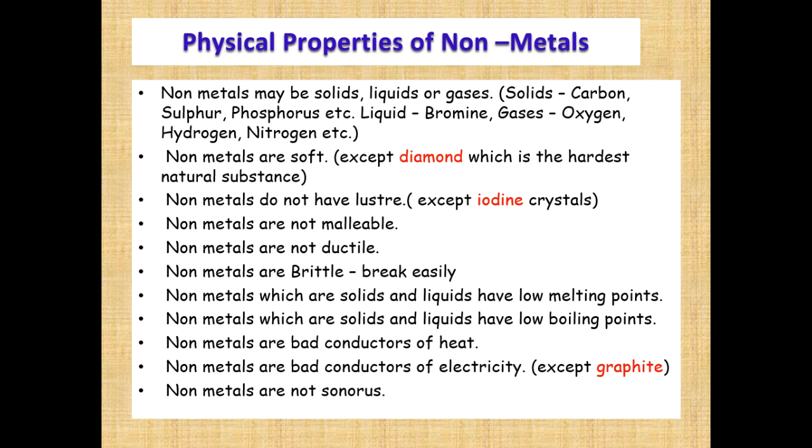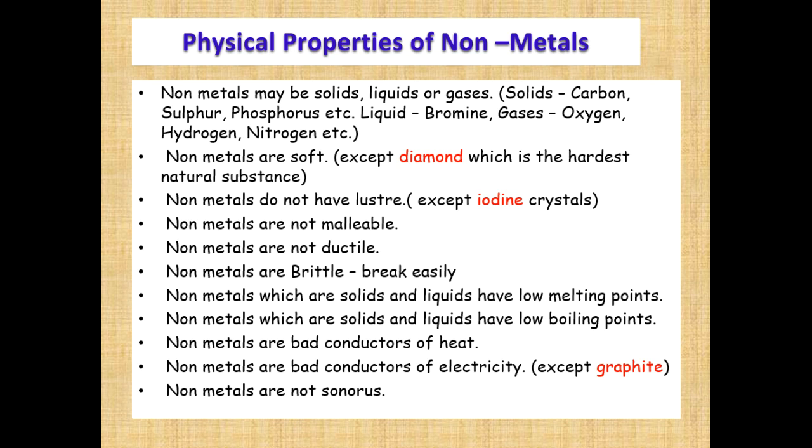Coming to the physical properties of the non-metals. Non-metals may be solids, liquids, or gases. Non-metals are soft except diamond, which is the hardest natural substance. Non-metals do not have luster except iodine crystals. So, non-metals generally will not have the shining or brightness property.